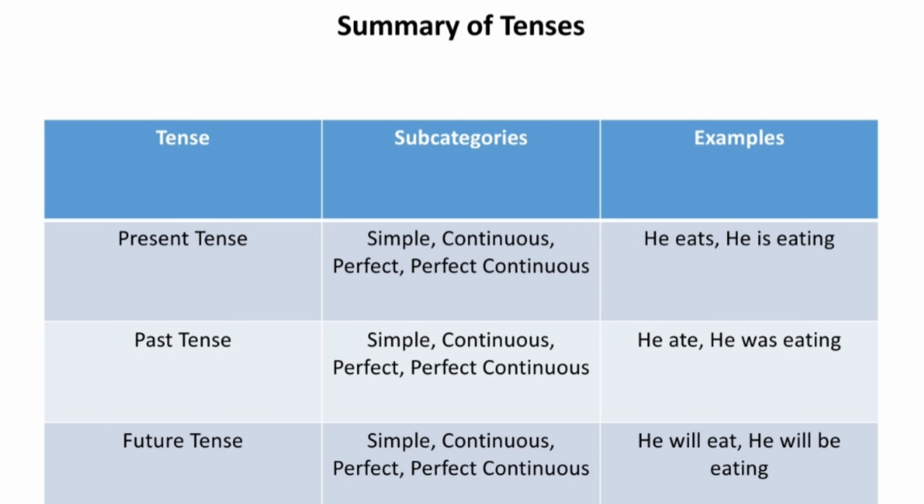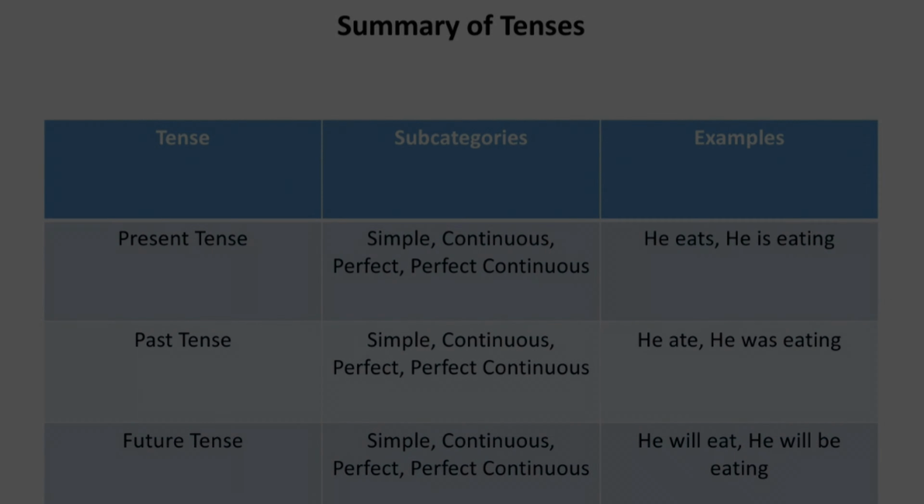Think of tenses like the three rooms of time. The present tense is where we are now. The past tense is the room behind us. And the future tense is the door leading forward. Let's open these doors and explore how verbs work in each tense.